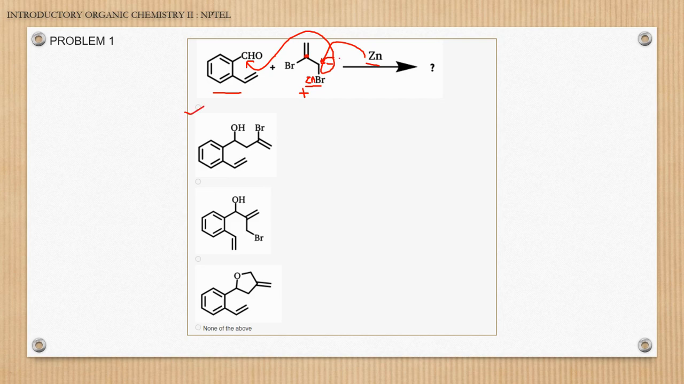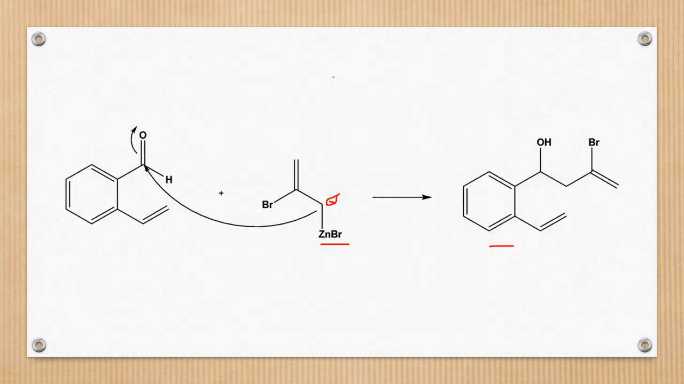So I am just repeating it. First of all, zinc will insert between this C-Br bond, oxidative insertion will happen. After that, as I have told you, zinc is an electropositive atom, so it has a partial positive charge, and the adjacent carbon has a partial negative charge. So it is a nucleophilic species, right? Because of the nucleophilicity of this carbon, it will attack the electrophilic carbon of the carbonyl of the aldehyde and will give you an alcohol.